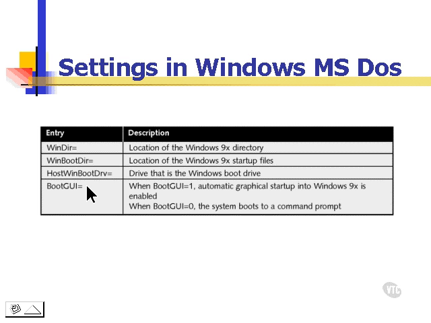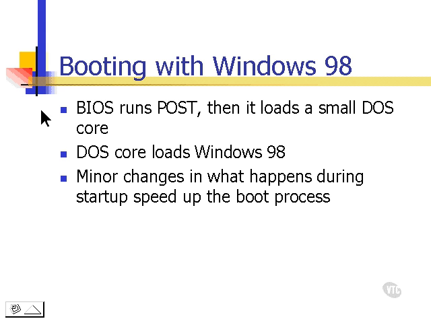To start Windows 98, there's a very minor change which makes a big difference. In booting with Windows 98, BIOS first runs the power on self-test, just as normal, but then it loads a small DOS core. The DOS core will then load Windows 98. This is a minor change in what happens, but it makes a huge difference in the speed at which Windows 98 can start up, considering all the things that Windows 98 starts.